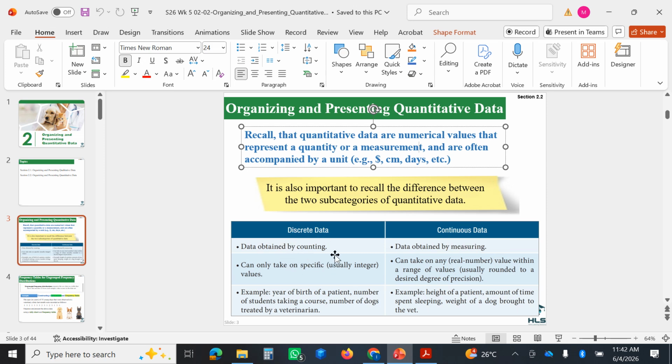If you're going to count the people in an elevator, the only numbers you're going to have are 1, 2, 3, 4, 5. You're not going to have 3.25 of a person. It's only going to be whole numbers. Whereas measuring, you can have 3.25 meters, 3.79 meters. That's a bit of review, because we're going to touch on that again. Discrete data, counting. Continuous data, measuring.